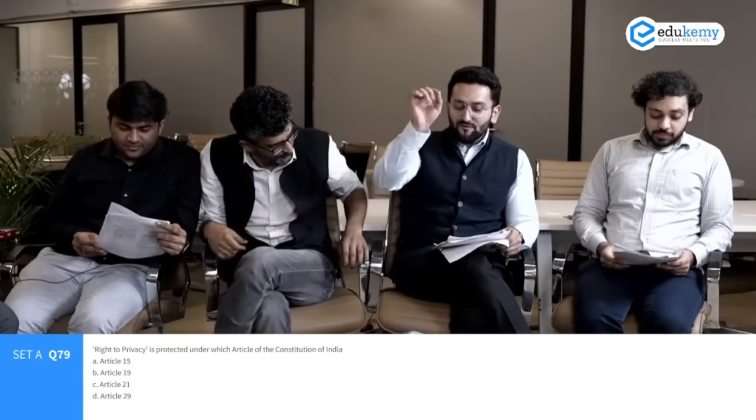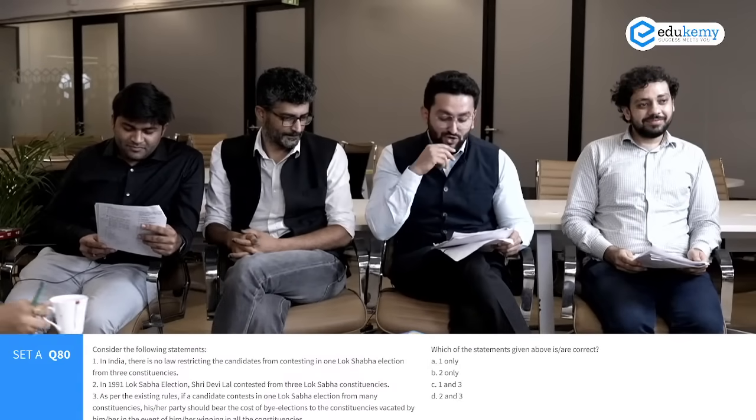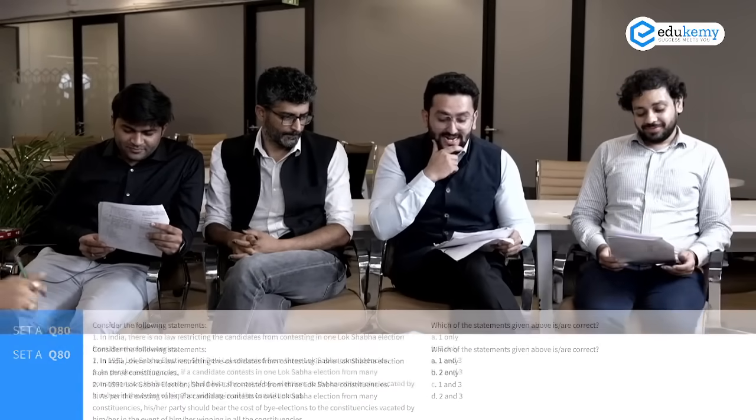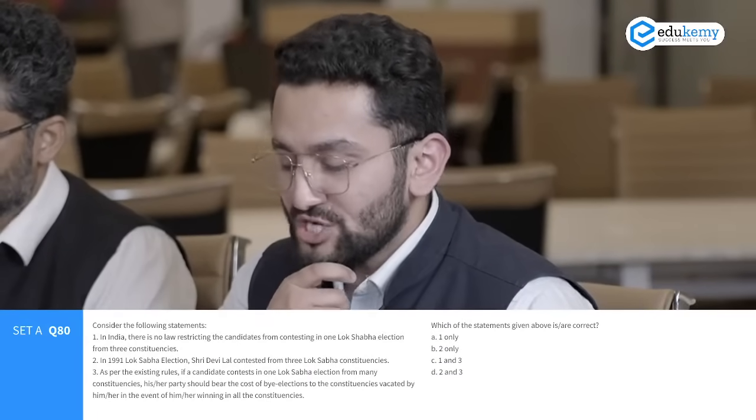Okay, I think you can take the next question. I am in love with this question, the Article 80 question. The reason is there are three statements, right? It means you need to give time to read this question, and the third statement is the bigger one. In India, there is no law restricting candidates from contesting in one Lok Sabha election from 3 constituencies.